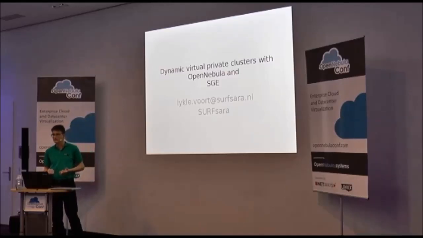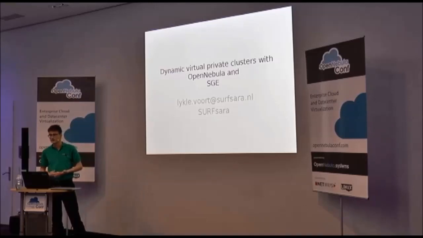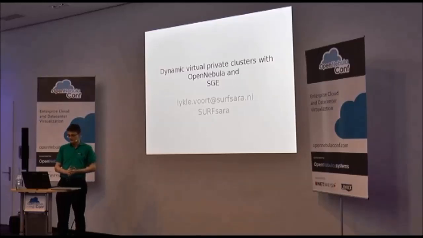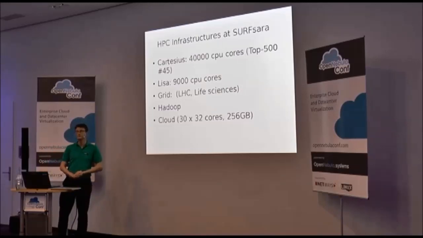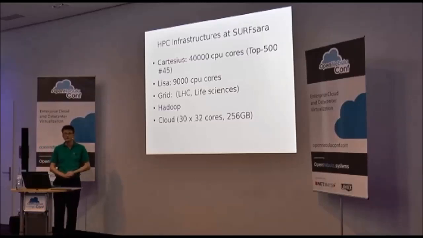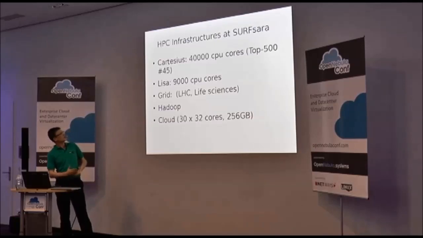SURFsara provides computational resources to academic institutions, so universities and colleges, mainly for research. We do supercomputing, cloud computing, and some big data infrastructure such as Hadoop. So let me give an overview of what we have. We have Cartesius, our most famous supercomputer. It's a Dutch national supercomputer with 40,000 cores, and this year we reached 45th place in the top 500 of supercomputers in the world. We have our national cluster, with 9,000 CPU cores.